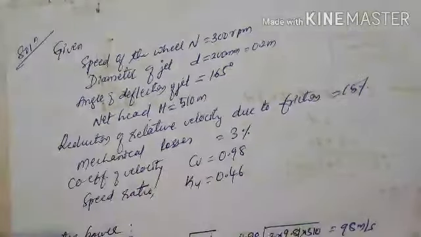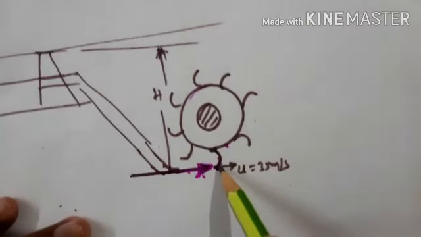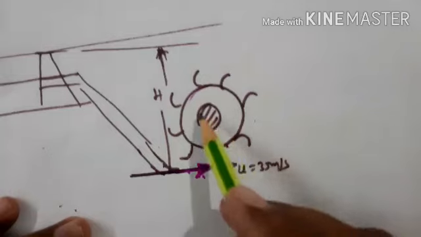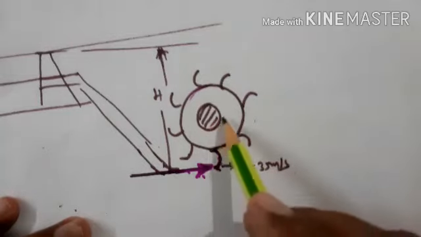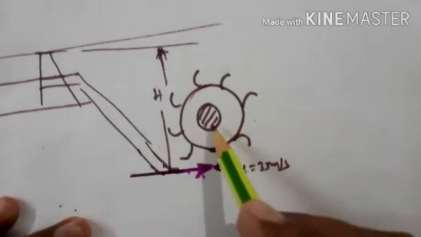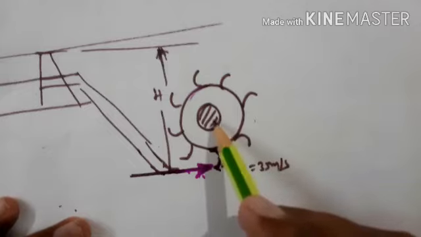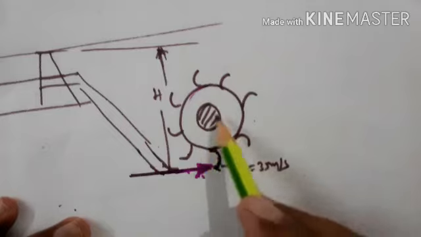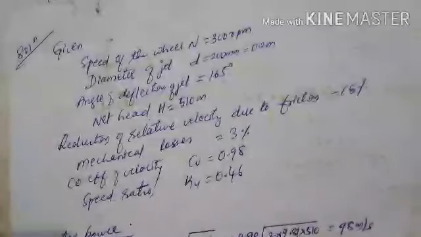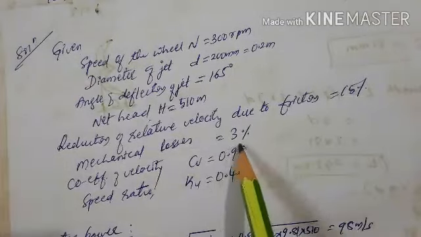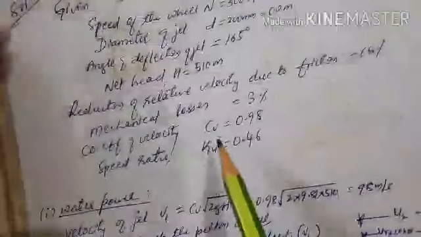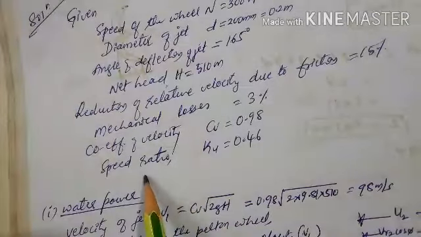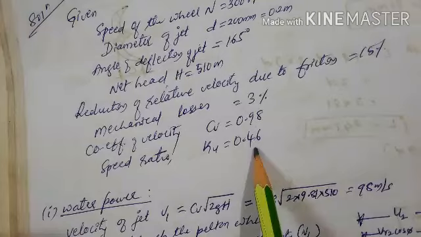Then also the mechanical losses. Mechanical losses means, while transferring the power from the water to the blade, blade to the runner, runner to the shaft, some losses take place because of the bearing friction of the shaft or wear and tear. How much is that loss given? 3%. 3% of mechanical losses, and the coefficient of velocity at the nozzle is 0.98. Speed ratio KU is 0.46.